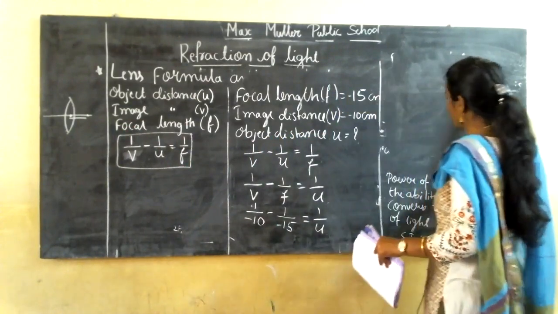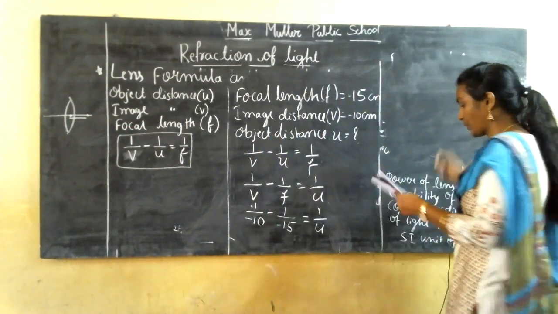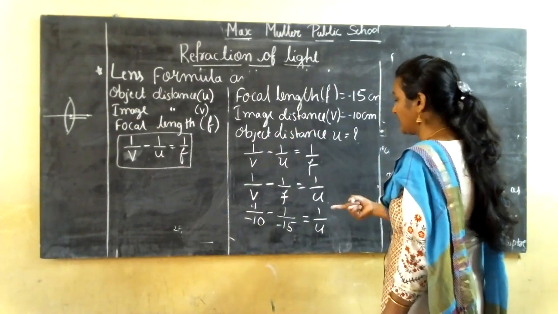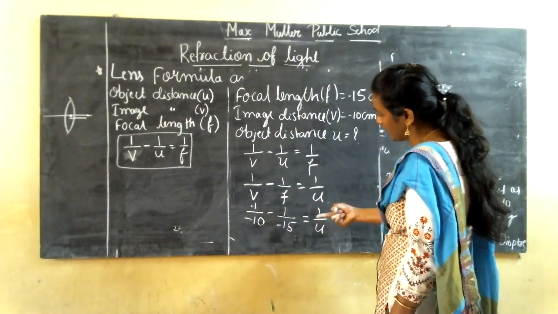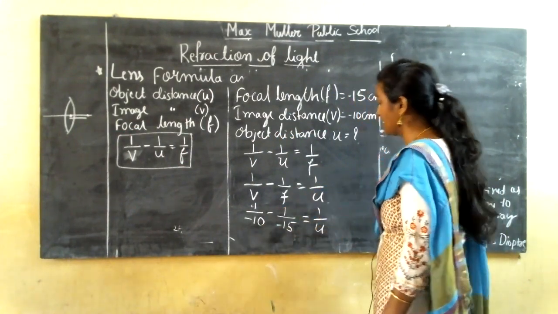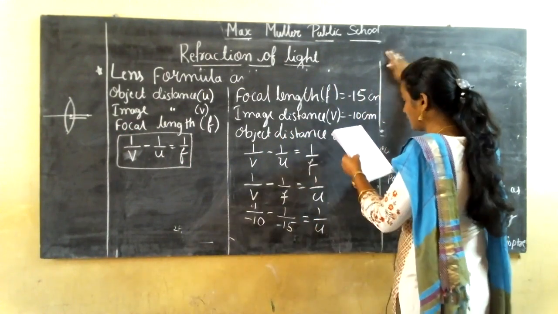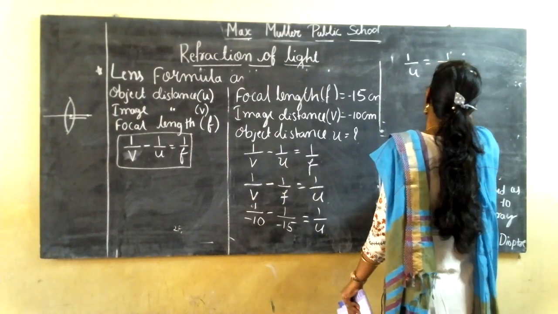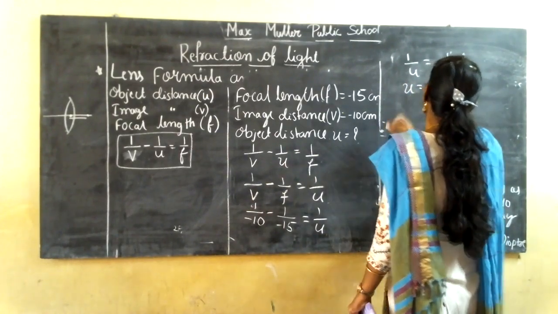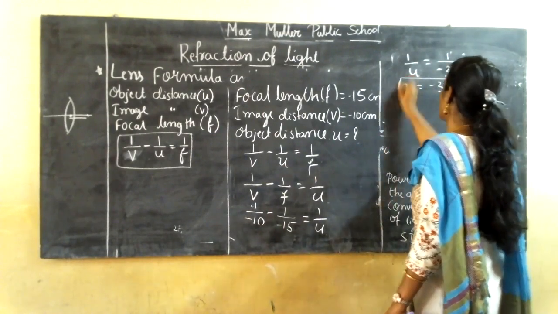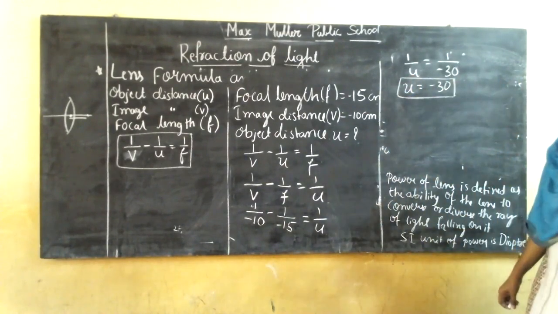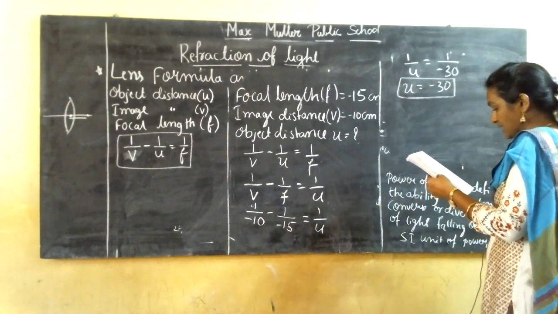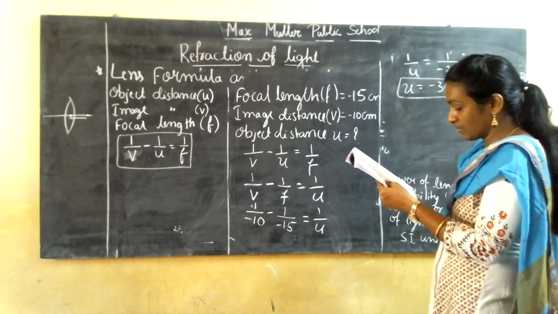I hope you took the screenshot of this. Now how do you solve this one? You may take the minus sign common, or you may change the value of this one. Clear? So after solving, we get 1 by u is equal to 1 by minus 30. So u is minus 30. Thus the object distance is 30 centimeter.